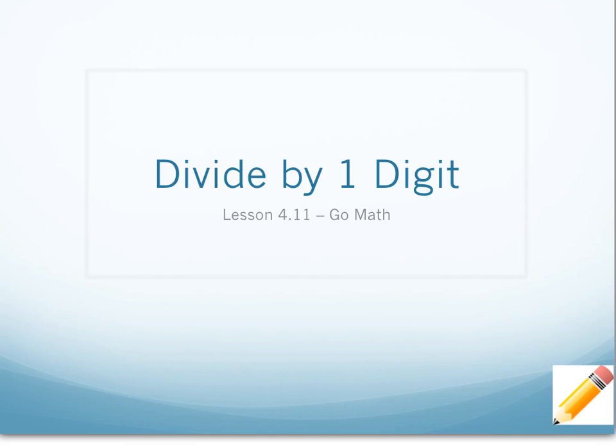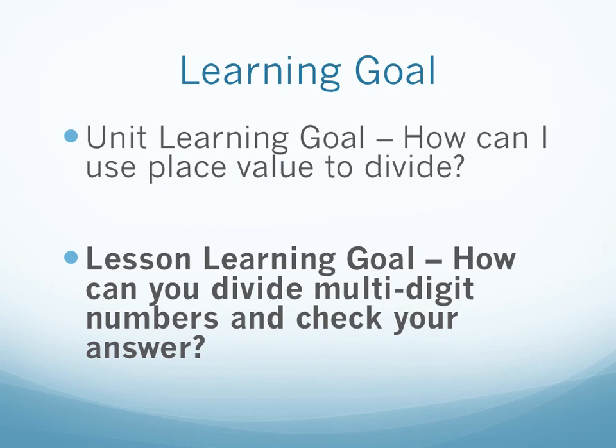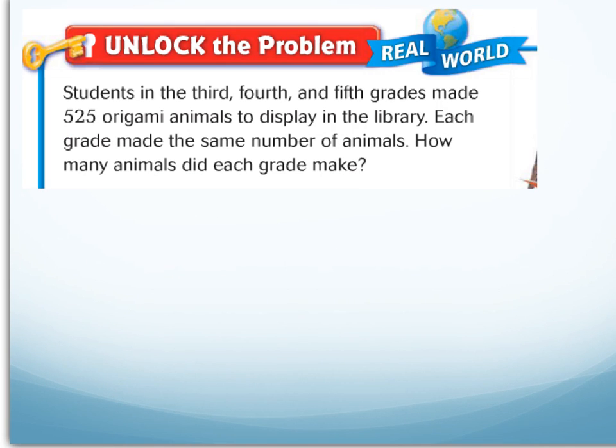Can you believe we're almost done with this chapter? Today we're going to practice dividing by one digit using the traditional algorithm for bigger numbers. Go ahead and start by writing the title on your notes. We're still going to look at dividing multi-digit numbers today using place value, but we're going to add in the part where we can check our answer using the inverse operation of multiplication. Let's give it a shot.